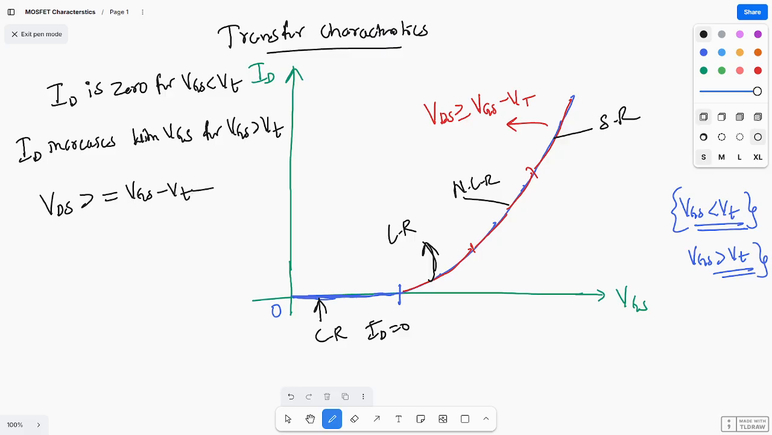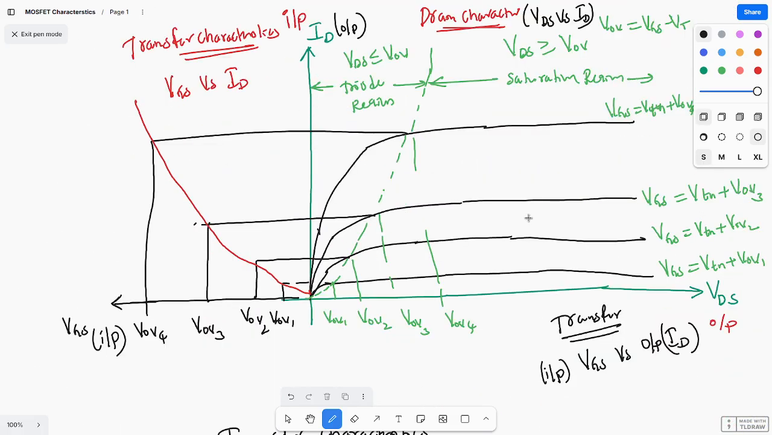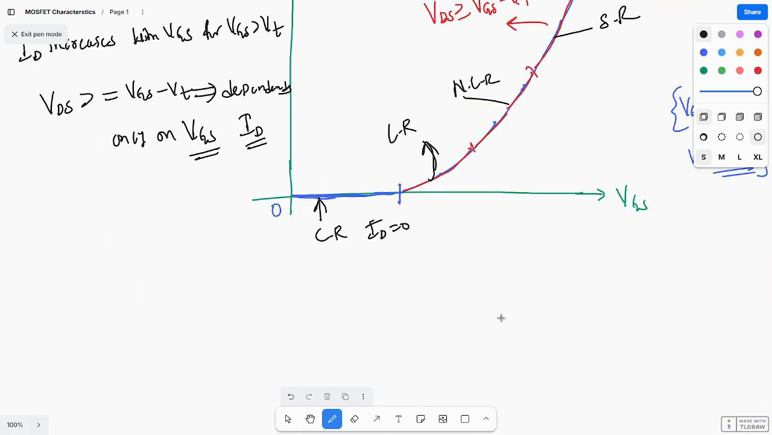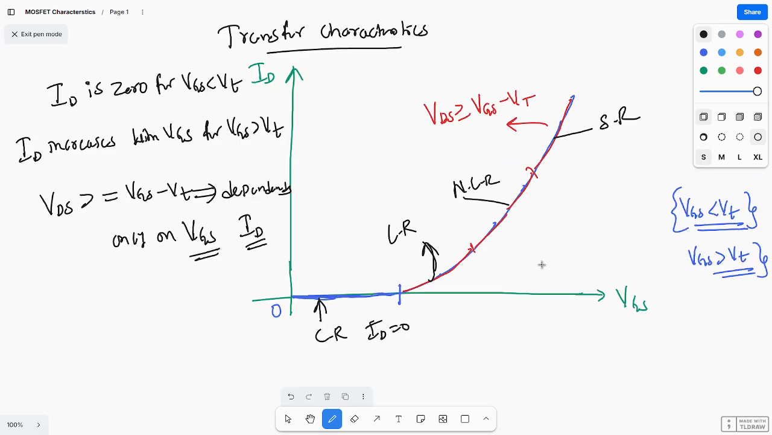So during the saturation, it depends only on which one? We already saw that during the saturation region, for different values of VGS you are getting different values of ID current. So during saturation it is nowhere depending on VDS. It is depending on VGS. So this is about the transfer characteristics. Hope you understood. Transfer characteristics is nothing but input versus output.